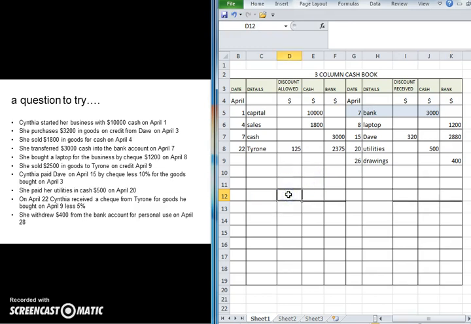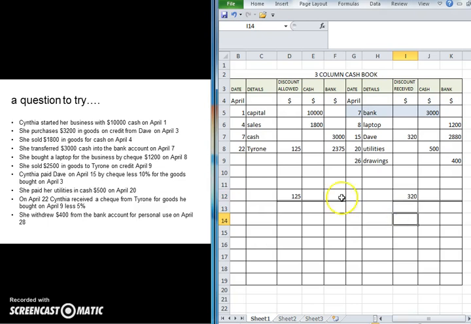Now notice in the notes I told you only the cash and bank would have balances, and that's because this column is called discount allowed and that column is called discount received. So those are two different accounts. So I'll add them up separately. So this adds up to 125 and this adds up to 320.